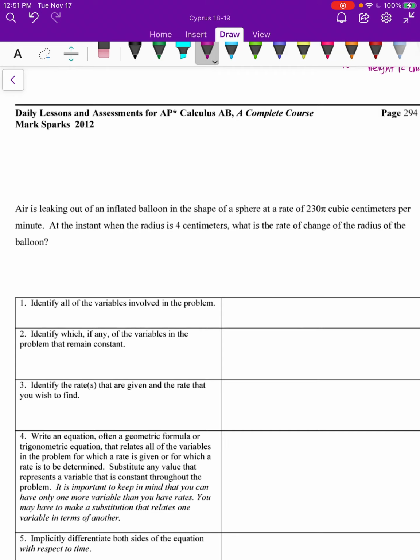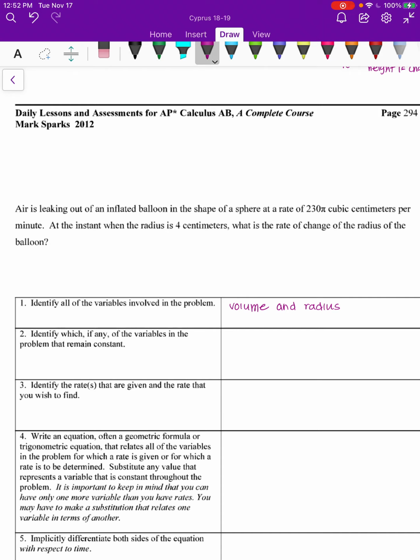So step 1, identify all of the variables that are involved in this problem. Well, because they give me the rate at which the air is leaking out of the balloon, that rate is in terms of volume, right? If the air is leaving the balloon, it's affecting the volume. So I know that we're talking about volume in this problem. And then also they say the radius as well. So volume and radius are my two variables that are identified in the problem so far. Okay.